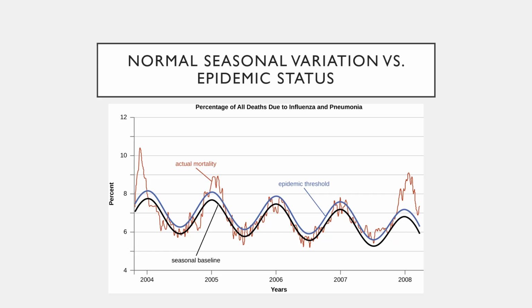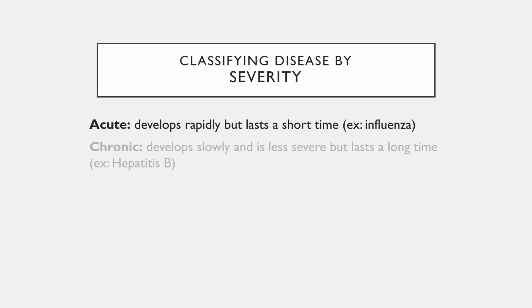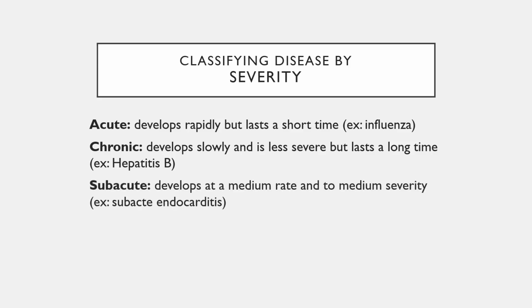Another important way of classifying and talking about diseases is their severity. Acute diseases are diseases that develop rapidly but last a short period of time, such as influenza. Chronic diseases are diseases that develop slowly and are less severe, but they last a long period of time, like hepatitis B. Subacute diseases are a rare classification of diseases that develop at a medium rate and to medium severity. So this is somewhere between acute and chronic.